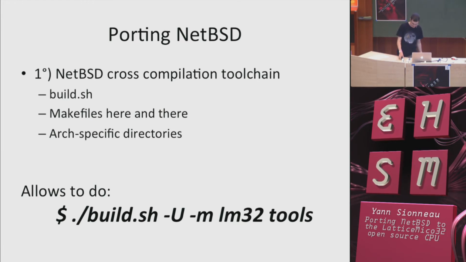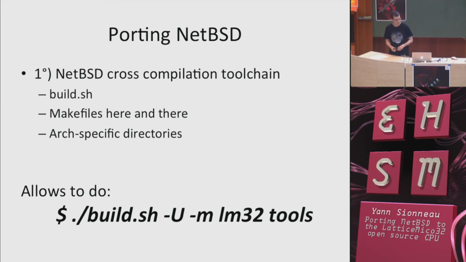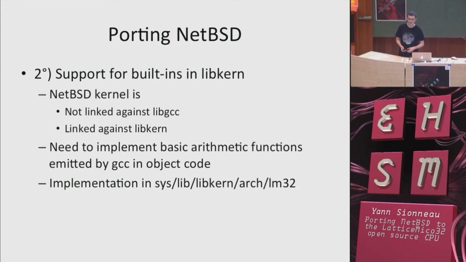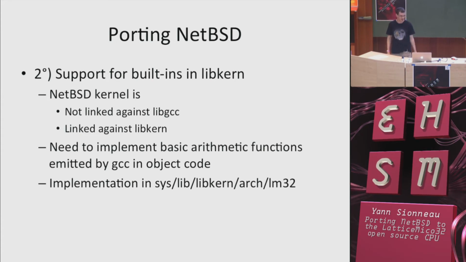So that's great. You need to modify the build.sh script a bit to make it understand your new architecture, and modify makefiles here and there, to know about your new architecture, and then it will generate a toolchain. Now that it's done, one thing that made me lose a bit of time, so I'm telling you, is that the NetBSD kernel is not linked against libgcc. What does it mean?